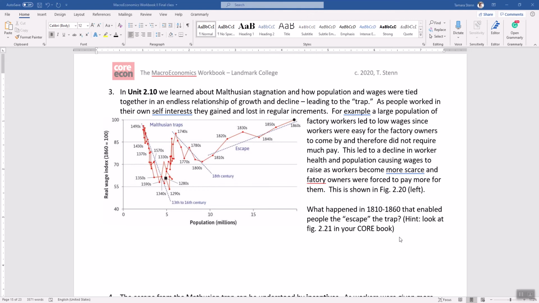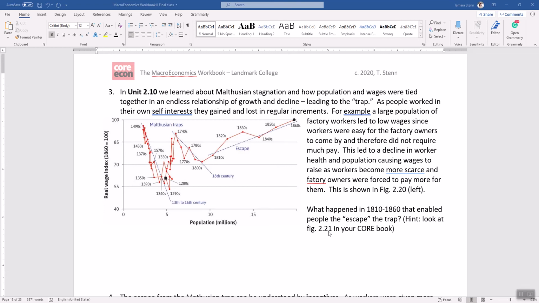And then the question is, what happened in 1810 to 1860 that enabled people to escape that trap? Right, so we're looking at societies that were really stimulated by economic gains, right? The workers were looking at maximizing, the factory owners were looking at maximizing their profits, right? And by them working in their own self-interests, the population was being kept sort of in an equilibrium, but at the expense of many of the people in the population. And then suddenly everything shifted, right? And we see this from the 1800s, boom, things changed.